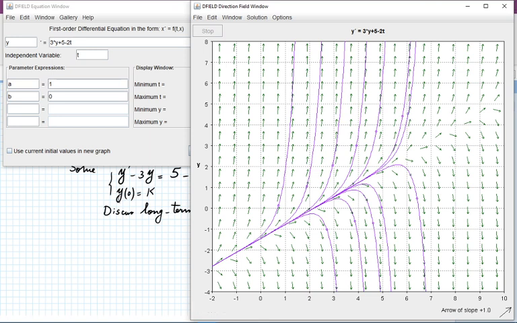The way it's phrased is that y of 0 is equal to k, meaning take t equal to 0. So this entire line is when t is equal to 0. k is the point on this line that you are choosing. So for example, if I choose this, it means I've taken k equal to minus 2. k equal to minus 2 has the fate that it goes to minus infinity, while if I had taken k equal to minus 1, it goes to plus infinity.